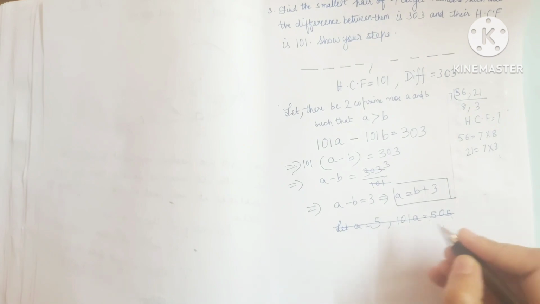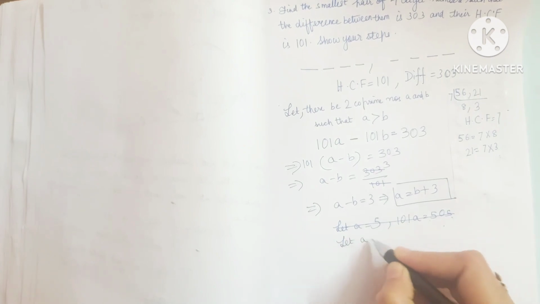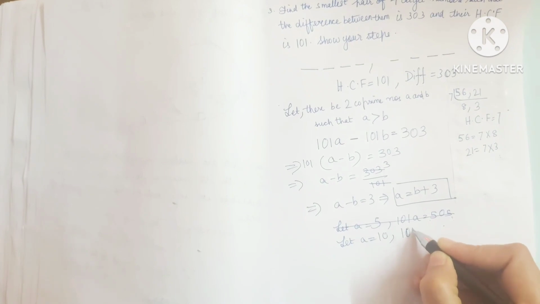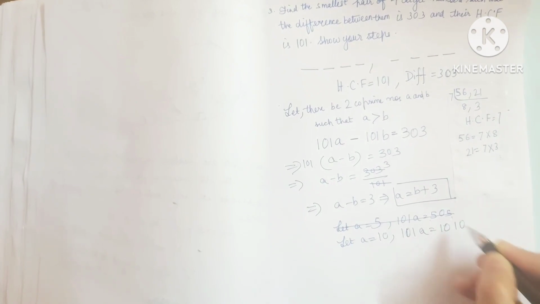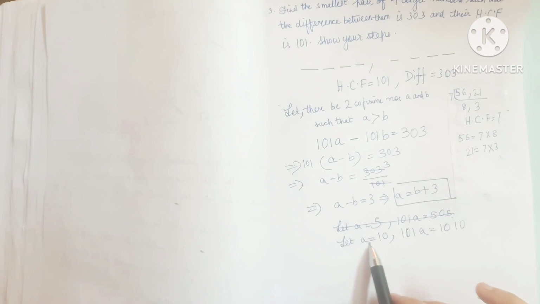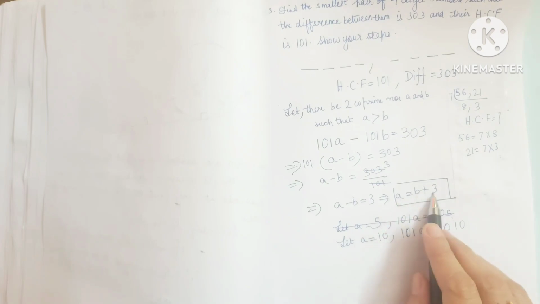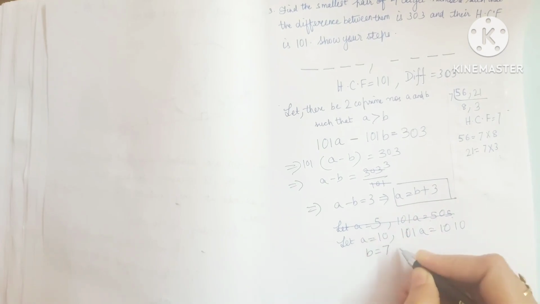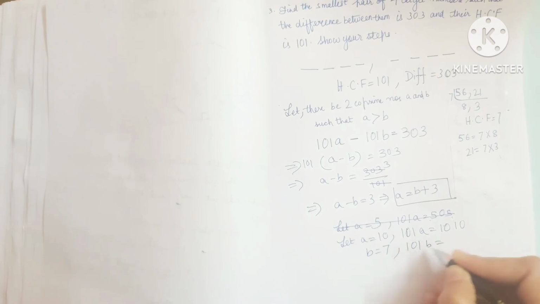Now, when I take a 2-digit number, let's take A equal to 10, 101A will become 1010, because A equal to 9 will give me 909. That is also not a 4-digit number. So only for A equal to 10 do we get the smallest 4-digit number. Now when A equals 10, B will be A minus 3, meaning B will be equal to 7. Then 101B, the other number in the pair, will be 707.